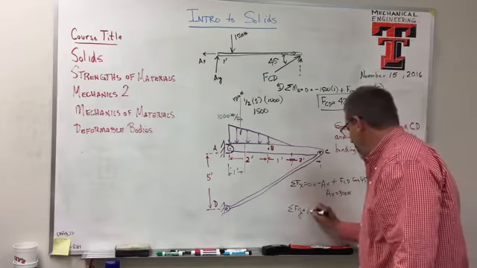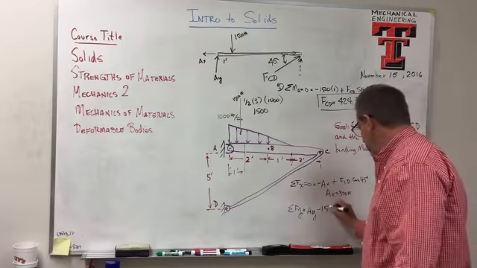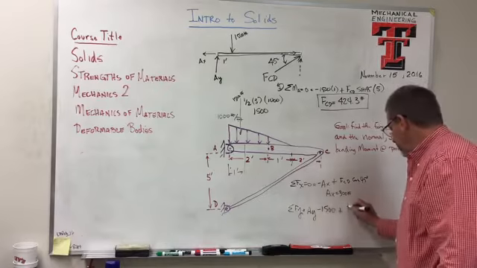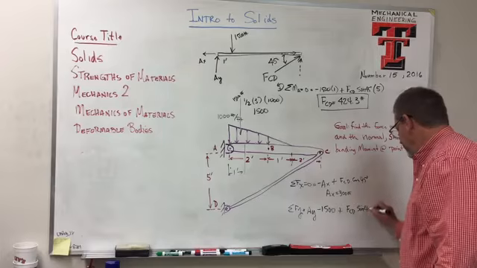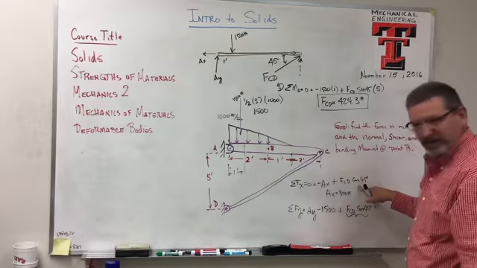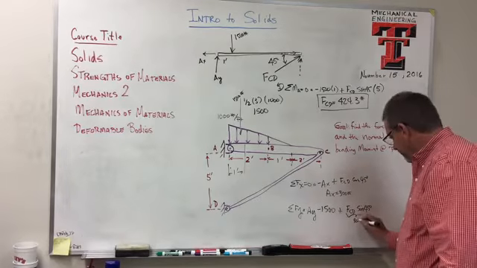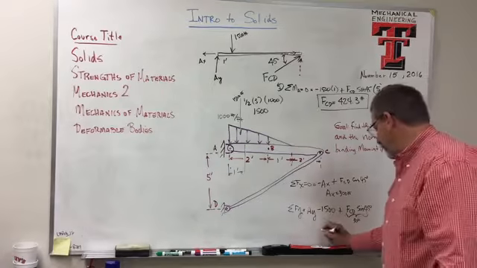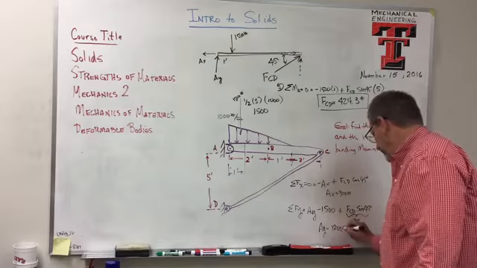What do I have in the Y? I have AY minus 1,500 plus FCD sine 45. Well, that's the same as that up there, isn't it? Since cosine and sine are the same, so that must be 300. So move that to the other side. Subtract 300 from it. AY equals 1,200 pounds.